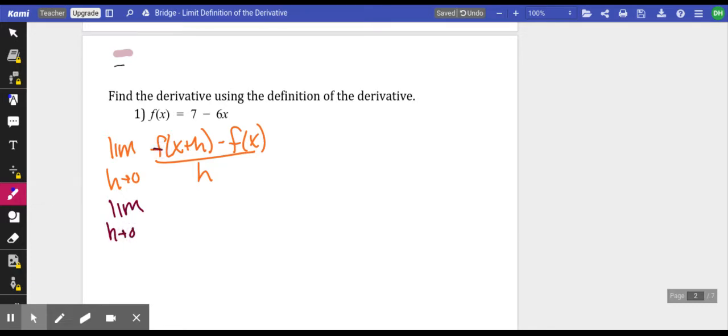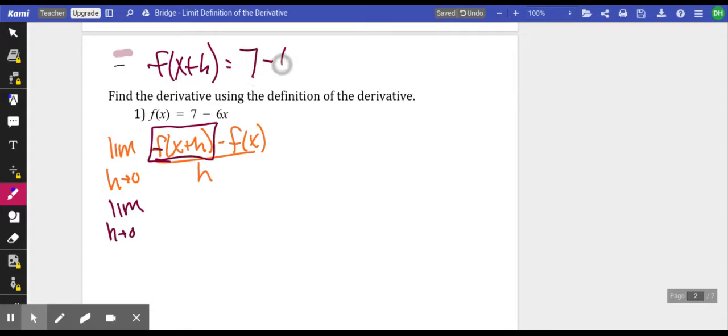And the first thing we're going to find is f of x plus h. So I'm going to go to this f of x function, and I'm going to replace all my x's with x plus h. I'm just going to jot it down at the top to keep it straight. Eventually, you'll start to do it in your head. So I want to find f of x plus h. I'm going to go through and replace every x with x plus h.